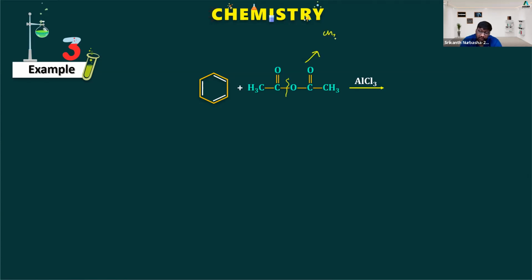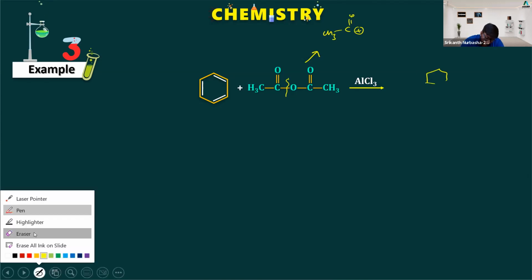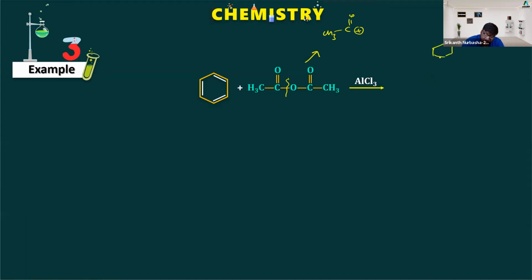You will generate CH3C=O plus, and that is attacked by the pi electron density of benzene, leading to the formation of acetophenone. Benzene is now substituted with a C=O CH3 group. Yes, the same compound, whatever they have written here. And the CH3C=O acyl carbonium ion is actually stabilized by resonance.